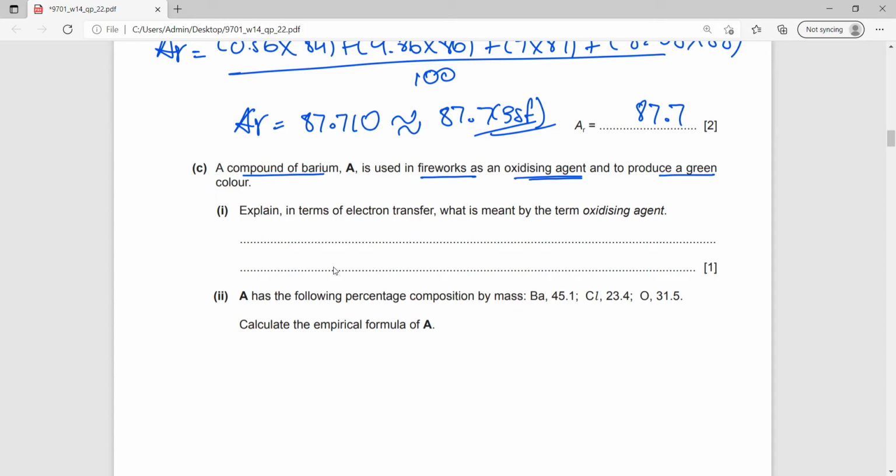The compound of barium, A, is used in fireworks as an oxidizing agent to produce a green color. Okay, so explain in terms of electron transfer what is meant by the term oxidizing agent. An oxidizing agent is something that oxidizes another compound and therefore undergoes reduction itself. Because it undergoes reduction, it gains an electron, or takes an electron from another species, right?